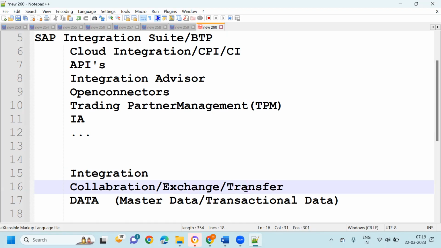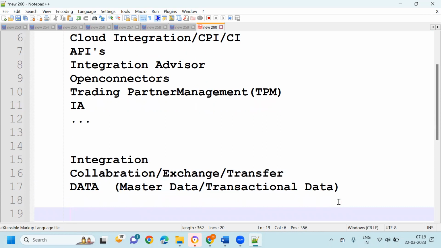What are we going to transfer in computer language? Always data. What data? It may be master data, it may be transactional data. This data depends on our domain of business. We can see different types of data, or different types of transactions here.